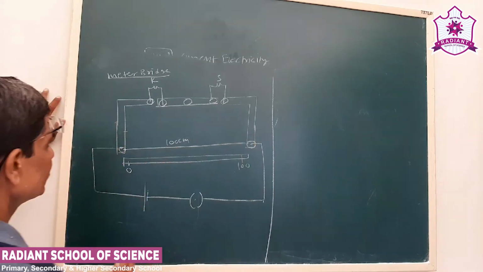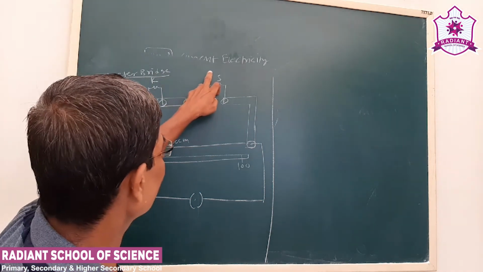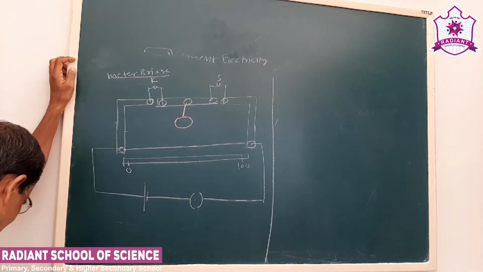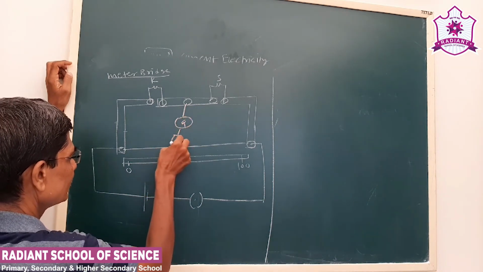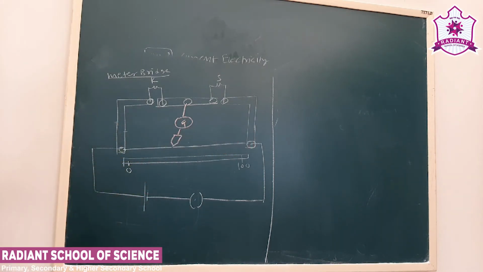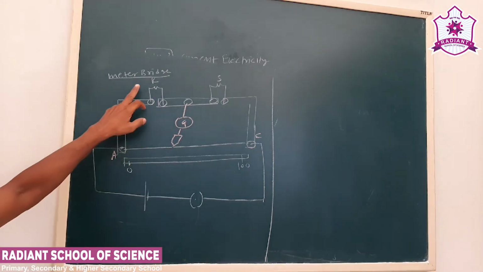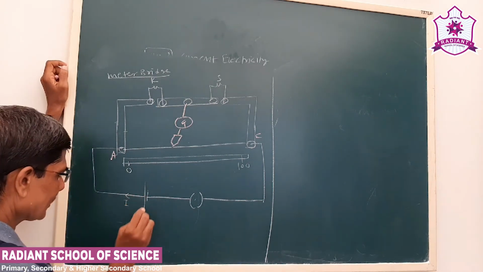Now, as we have seen in the Wheatstone bridge, there are 4 resistors. This R and S are 2 resistors. Here is a galvanometer connected with a jockey key. This is a pen like device or a slider which can move freely on this wire. Let us say the wire is AC. As I said, in the Wheatstone bridge there are 4 resistors, R and S are 2 of them. The current flows in the circuit like this.